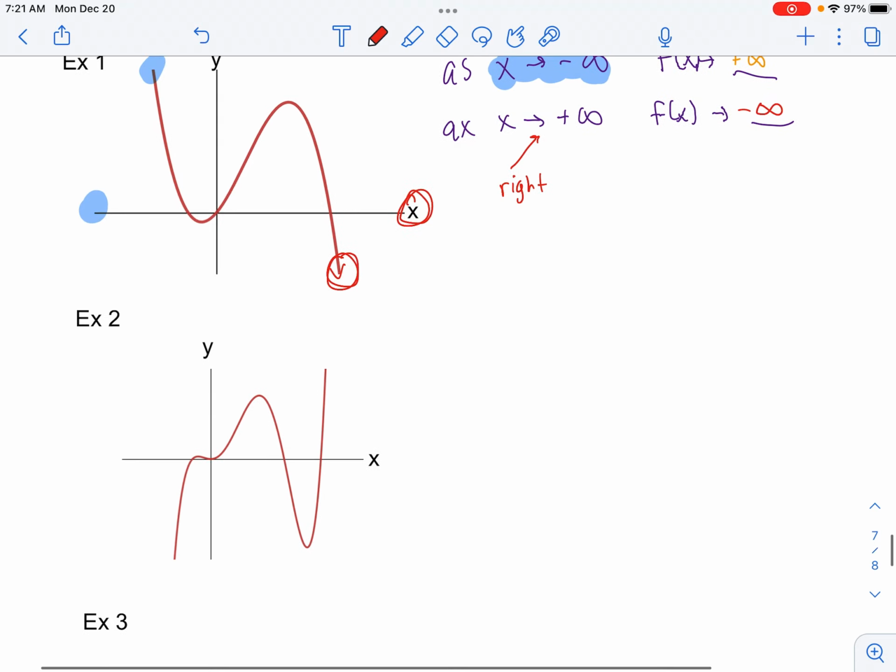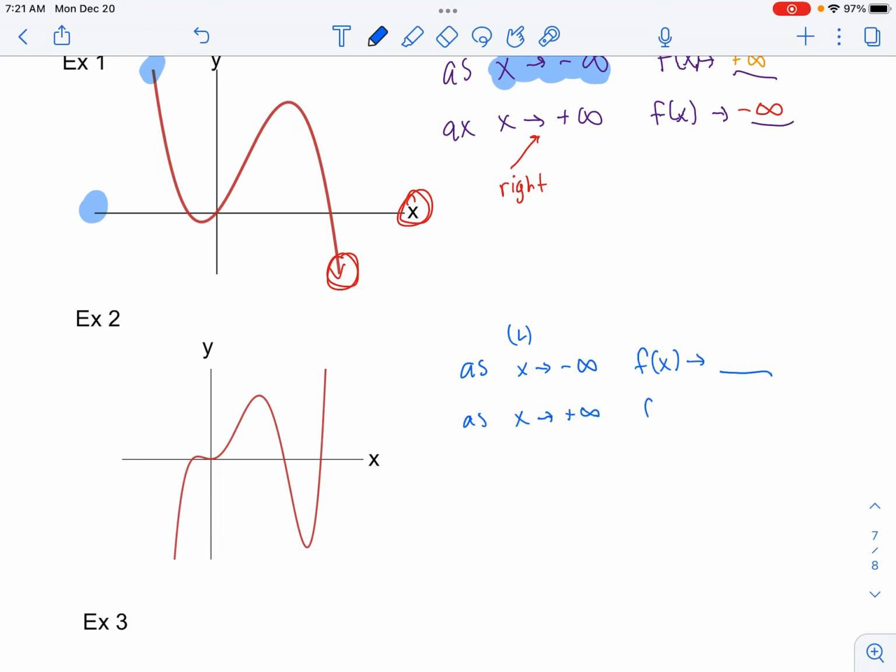For example 2, let's write this out, go back to blue. So as x approaches negative infinity, that means we're talking about what's happening on the left, what's happening to y. And as x approaches positive infinity, what is happening to y in this case? So this is over on the right.